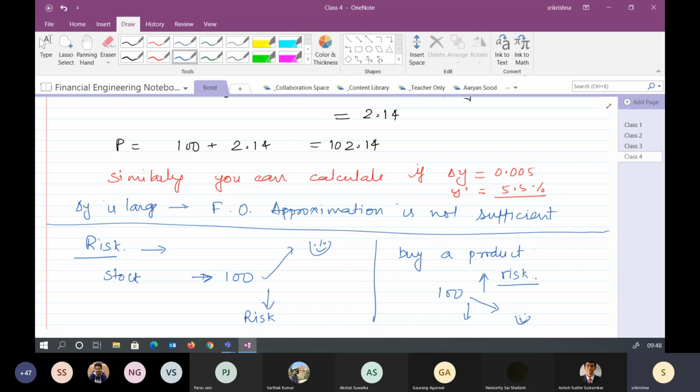So risk is the halfway. You can think of what is the current price. If the price decreases, somebody is happy, but somebody is associated with the risk. Depending upon whether you are buying or selling, there is a risk associated with it. Yes or no?